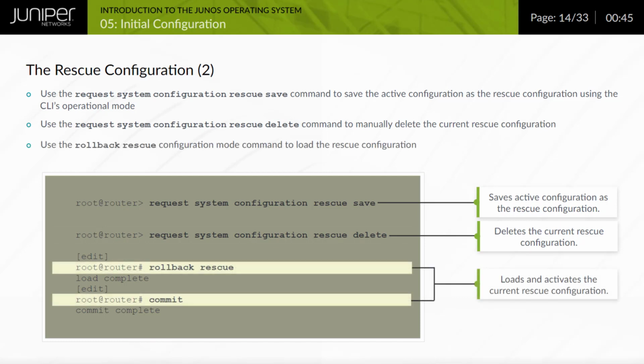Once saved, you can load the rescue configuration by entering the rollback rescue configuration mode command. Because the rollback operation only replaces the contents of the candidate configuration, you must issue commit to activate the configuration.